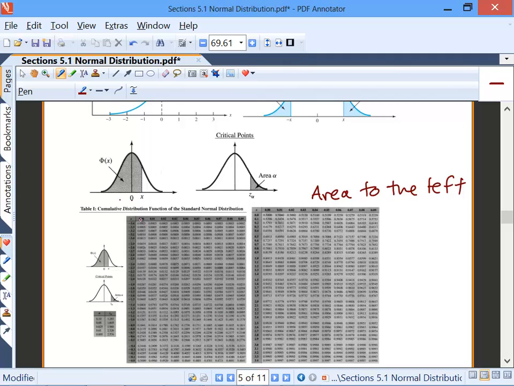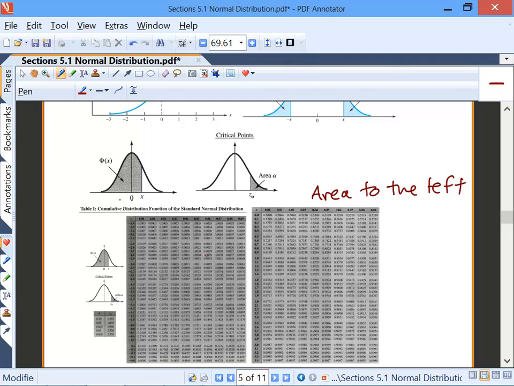Now to look at the actual table, notice the column on the outside and the top row. These are your actual x values, and on the inside are your probabilities. Notice we can come down, and this is like x of negative 3.4, and then this is 0.00, or 3.4 and 0.01. You come down the side to get your whole number and your first decimal place, and then you go over to the correct column to get your second decimal place.